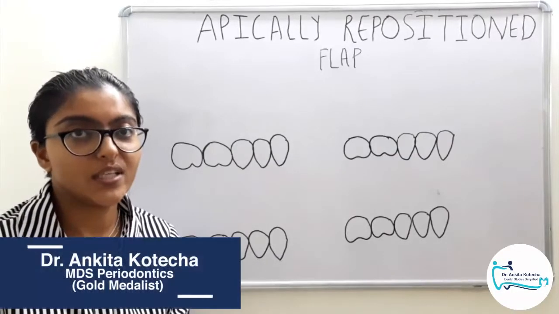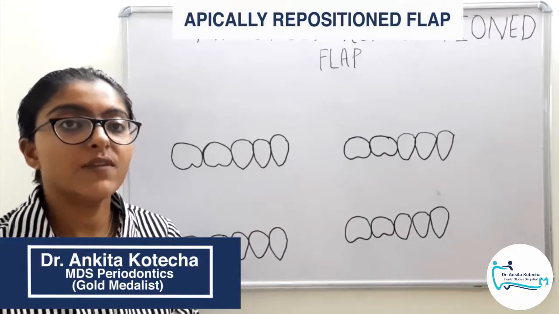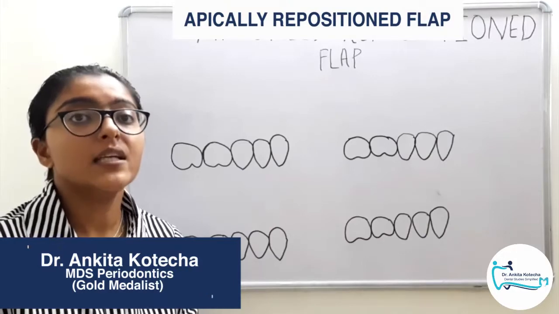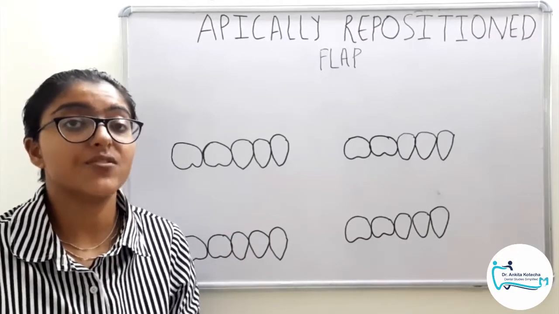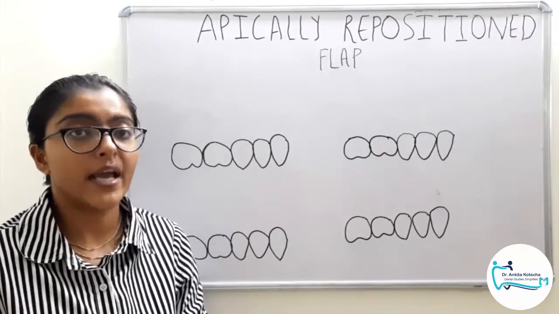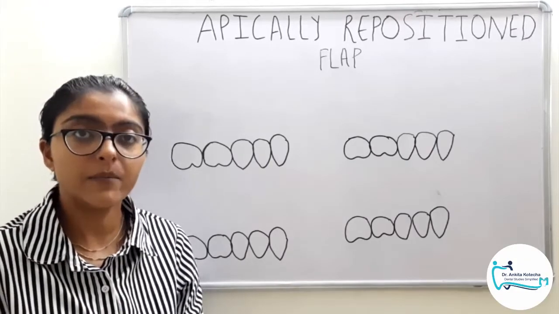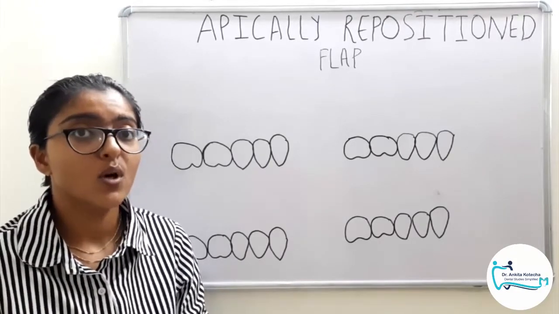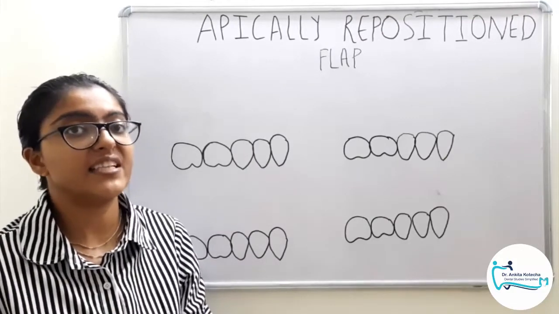I am Dr. Ankita Kotecha and today's topic is apically repositioned flap. This flap was earlier introduced by Neighbors in the year 1954. He termed this technique as repositioning of gingiva and it was later modified by Araido and Tyrrell in the year 1957. But it was Friedman in the year 1962 who termed this technique differently and also gave the entire technique.